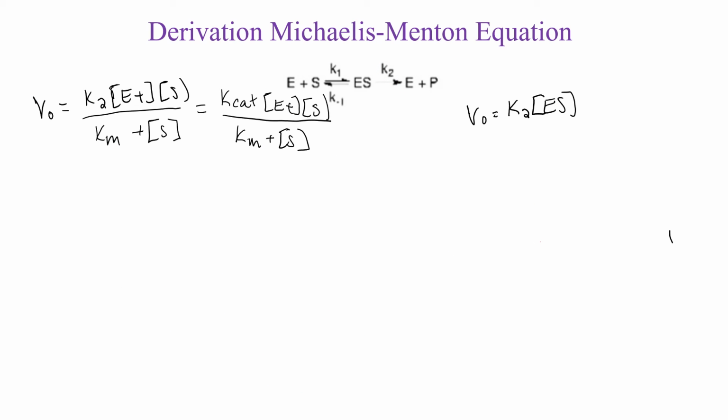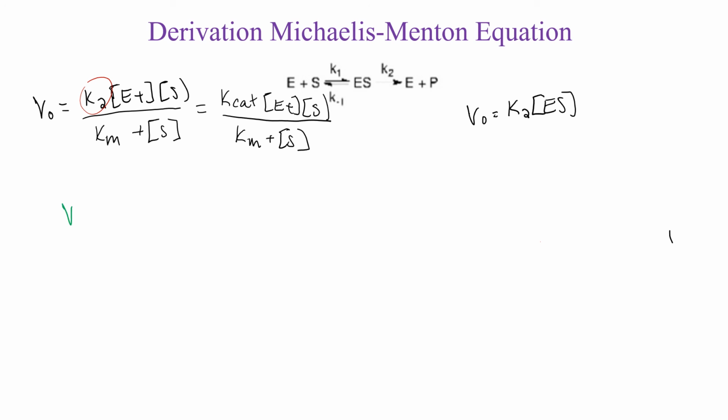Earlier we were given the first step here, this equation, and our next step is substituting the value of the enzyme substrate complex into this rate equation. I'd also like to mention that K2 can also be called the catalytic constant, Kcat, because it represents the rate constant for the reaction.